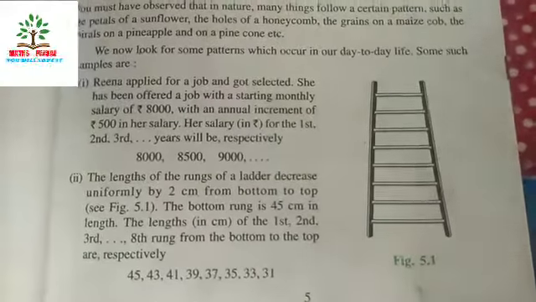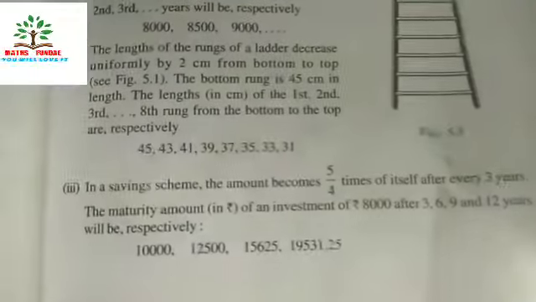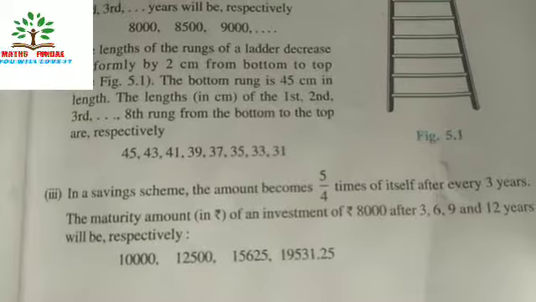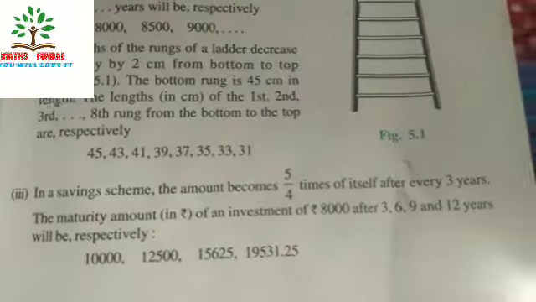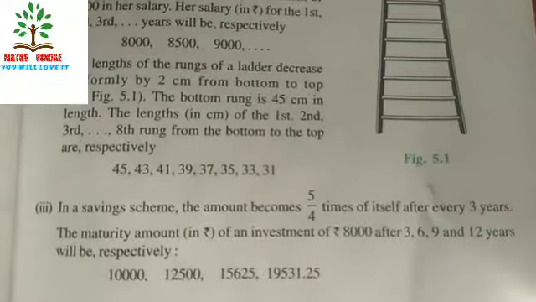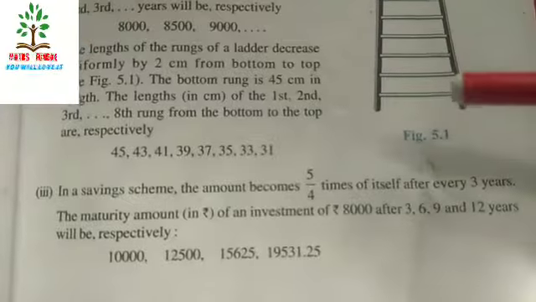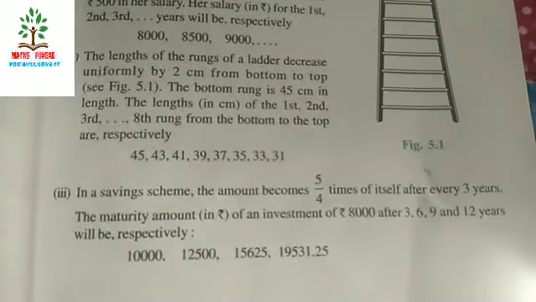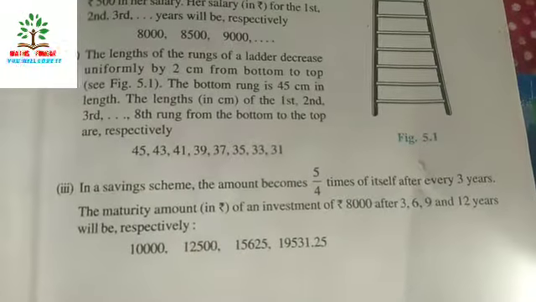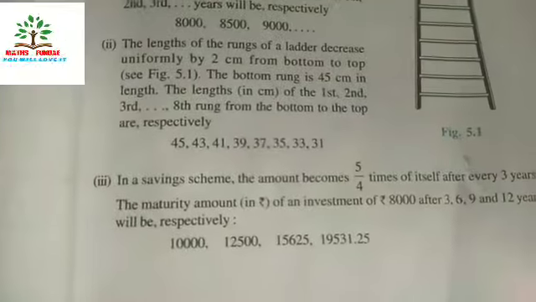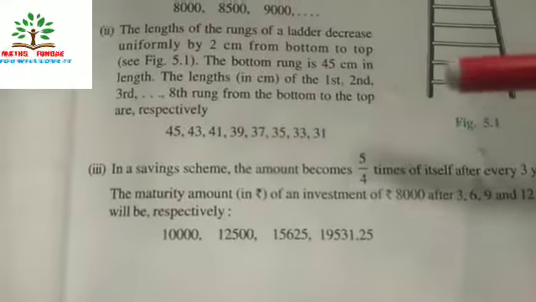33 and 31. Likewise, in a savings scheme we see the amount becomes 5/4 times of itself after every 3 years. The maturity amount of the investment of rupees 8,000 after 3, 6, 9 and 12 years is 10,000, then 12,500, then 15,625 and then 19,531.25.